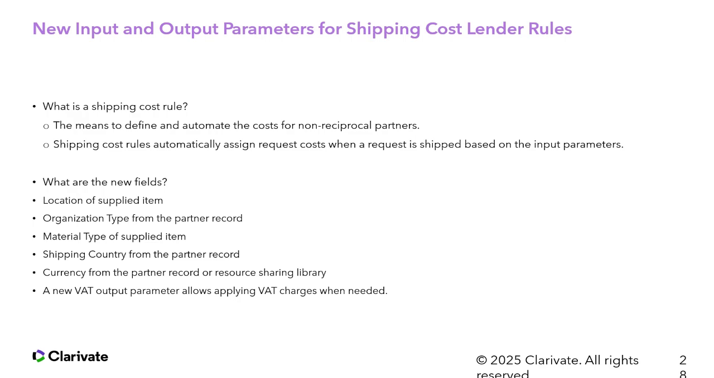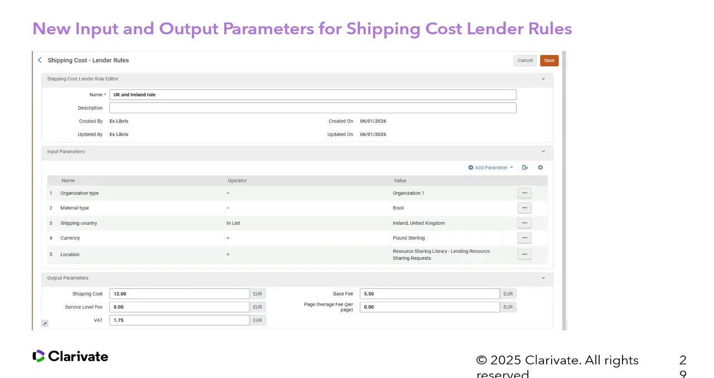What does a shipping cost rule look like in relation to some of these new fields? Here we have a shipping cost rule with an input parameter of organization type being organization 1, material type being an input parameter, the shipping country being a parameter, the currency, and the location of the item. When these variables all come together, your output parameters are also then defined in your shipping cost rules. So if you then ship a request that meets these criteria, those costs are applied at the time of shipping.